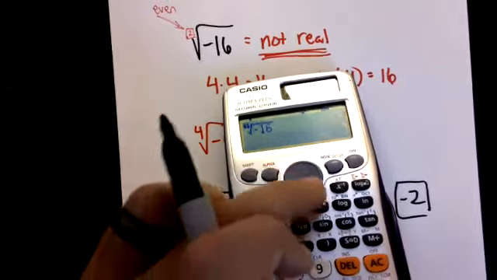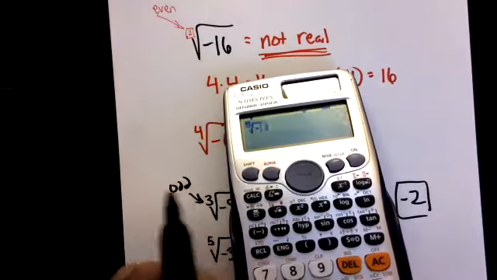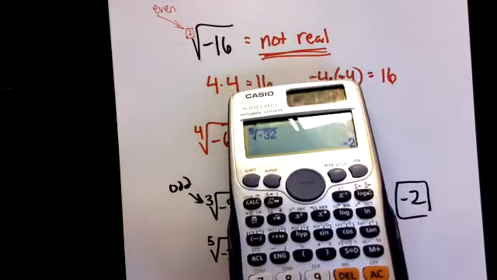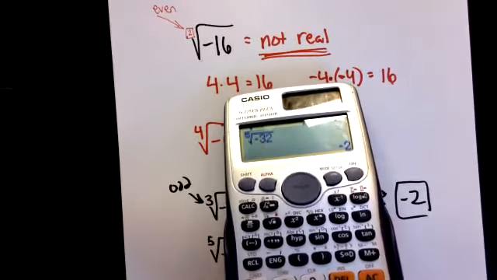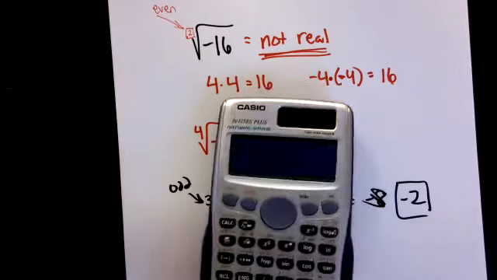But if I said the fifth root of negative 32, my calculator can totally do that. So you can do stuff, especially in 7.1, with your calculator.